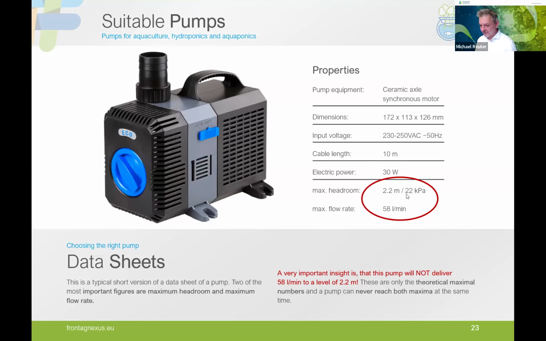So we will never have 22 kilopascal at 58 liters per minute for a pump. The reality is usually at probably half of both values. So this pump here would deliver about 30 liters per minute at 11 kilopascal.